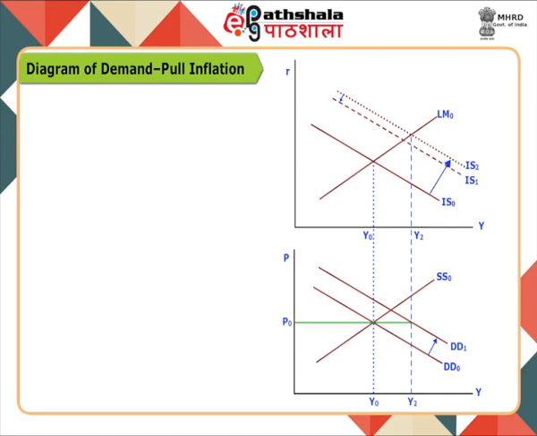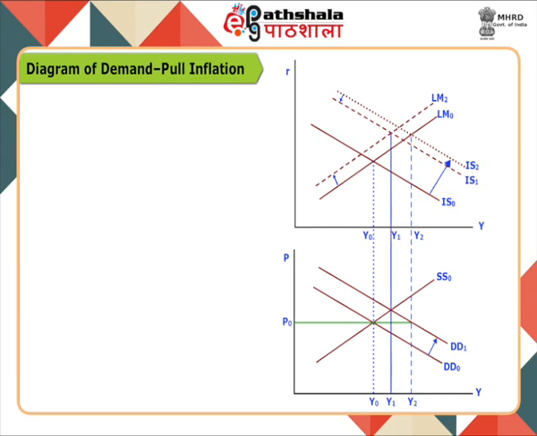The rise in price level would also decrease the real value of money supply. Due to the decrease in real value of money supply, the LM curve would shift to the left. Again, in the upper panel of the diagram, due to the increase in price level, the LM curve shifts from LM0 to LM2. Due to the shift in both IS and LM curves, a new equilibrium shall be established at Y1 level of output.